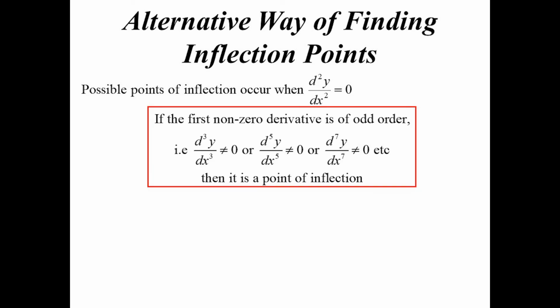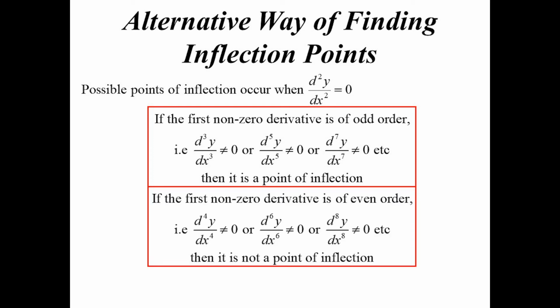So let's talk about that in more detail because it's actually a little bit more complicated than simply the third derivative is not equal to 0. Possible points of inflection, that's going to occur, as I say, when the second derivative equals 0. If the first non-zero derivative, so you keep differentiating, and the first time you substitute in and the derivative turns out to be non-zero is of odd order, third derivative, fifth derivative, seventh derivative, ninth derivative, however long it takes, then that's a point of inflection. If it's an even order, then it's not a point of inflection.